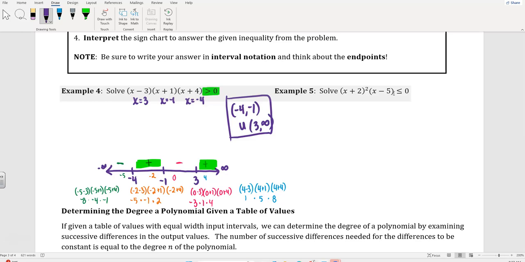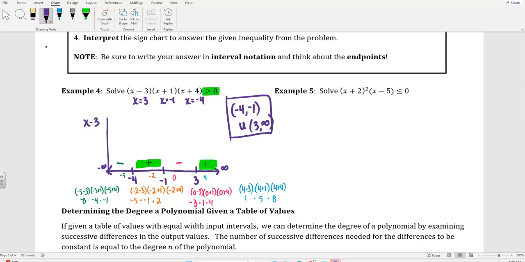All right, now let me show you what it looks like with the chart. We're going to look at the same problem, but with the chart. Another option, instead of straight plugging these numbers in each time, is to think about each factor individually. You can go over here and list all of your factors.